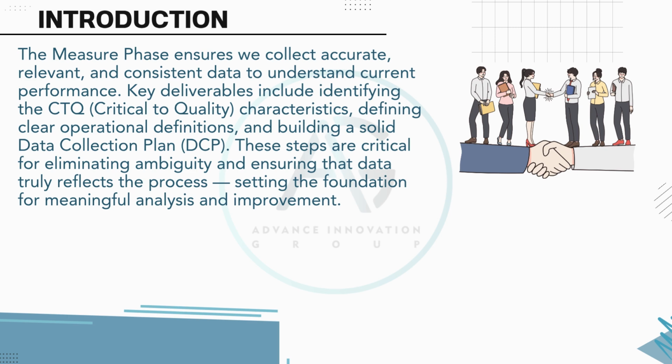1. Identifying the CTQ. That's the critical to quality characteristics that directly link to customer expectations. 2. Defining clear operational definitions. This ensures everyone interprets and measures the data in the same way. 3. Building a solid data collection plan, or DCP, which lays out exactly what data to collect, how, when, and by whom.